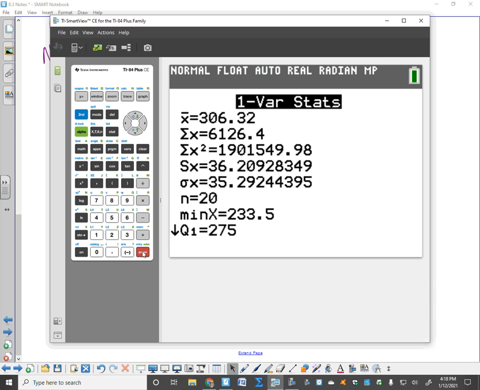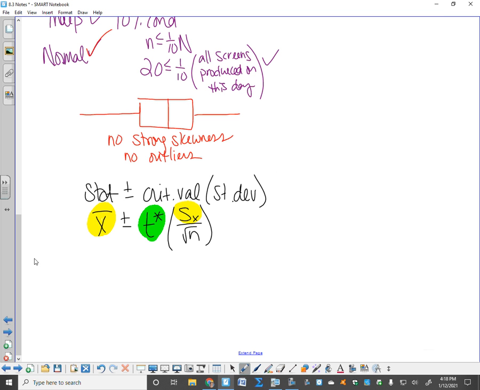So my x bar is 306.32 and my s sub x is 36.209. So I'm going to come over here to the side and write that down. 306.32, 36.209. Now I can put my x bar in here. Okay, let me go find my t star.